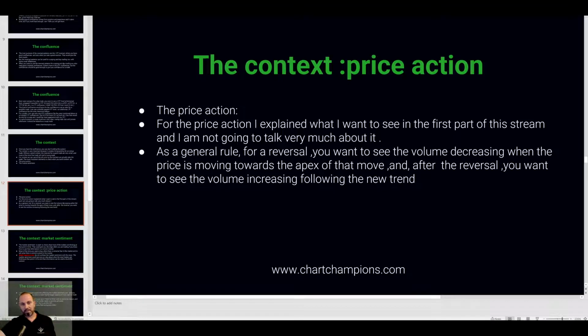Like I said, I explained everything in depth in the first part of the stream. So I'm not going to go too in depth about this, but I would say the volume is actually the most important part of the reaction. So usually the price follows the volume.